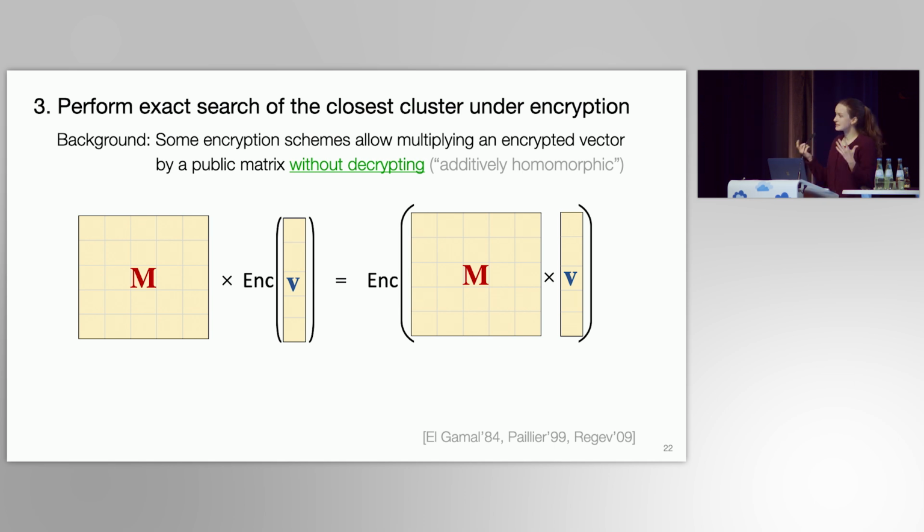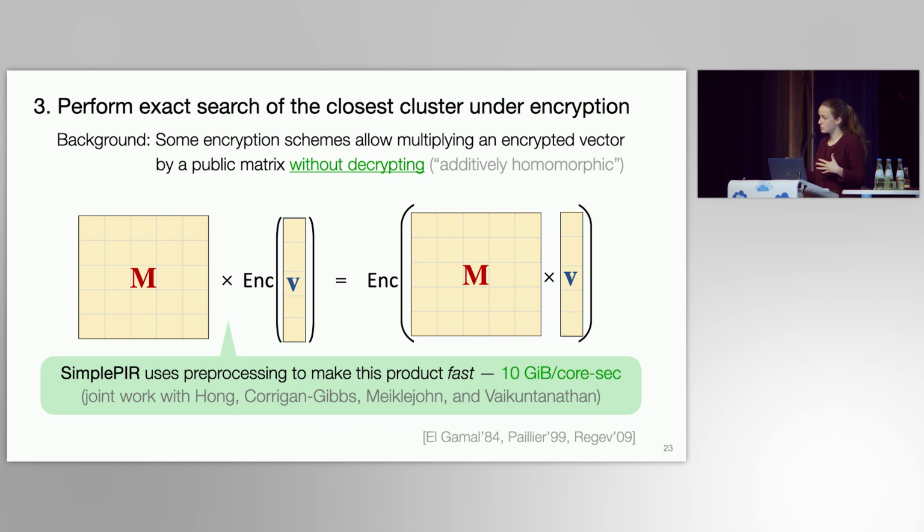And it turns out standard encryption schemes satisfy this property, and in this work, we're going to use the encryption scheme from Simple PIR, which is joint work with some of my collaborators at MIT and at Google. The reason we're using Simple PIR here is because it lets us perform some pre-processing to make computing this matrix vector product very fast, almost as fast as computing the same product without any encryption at all.